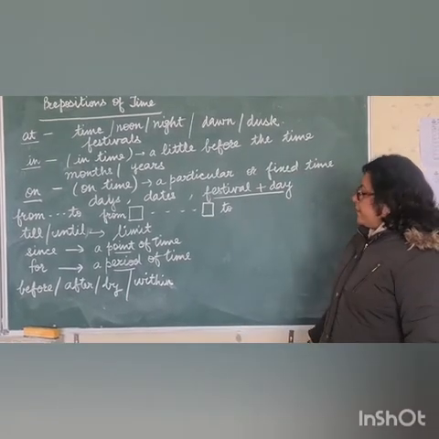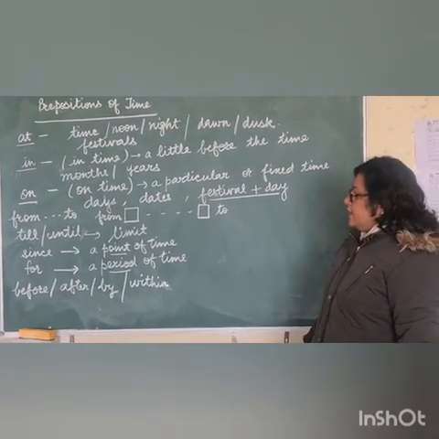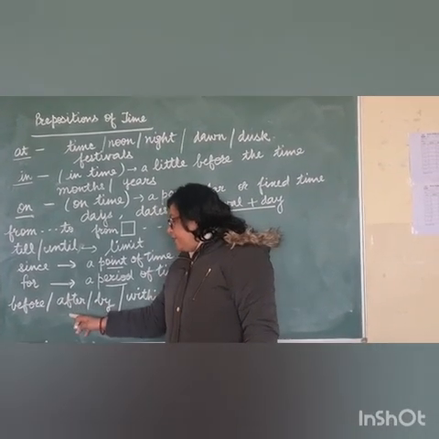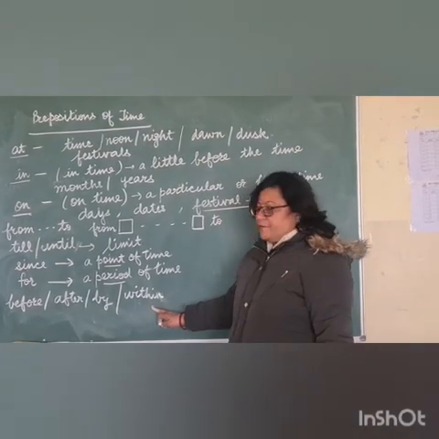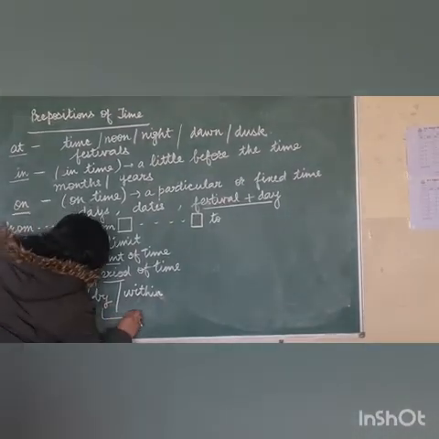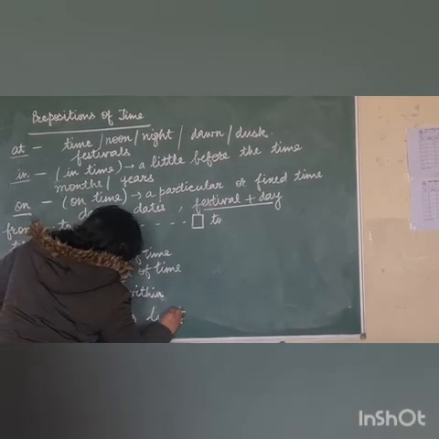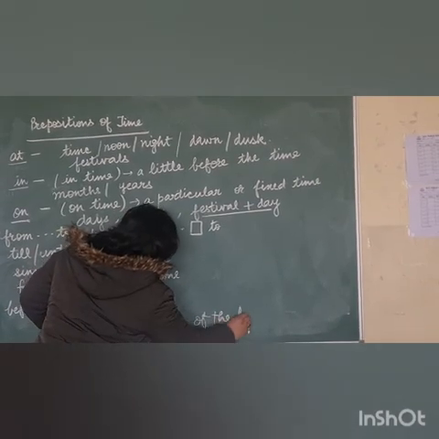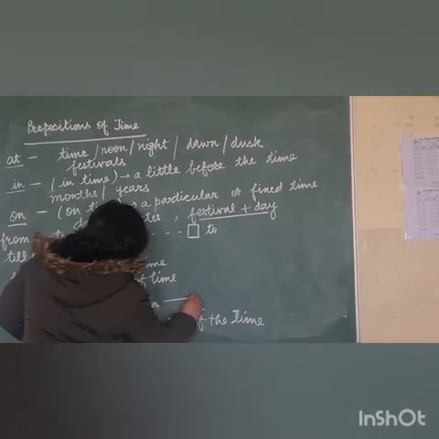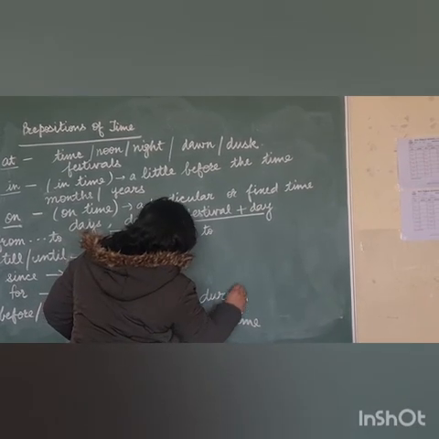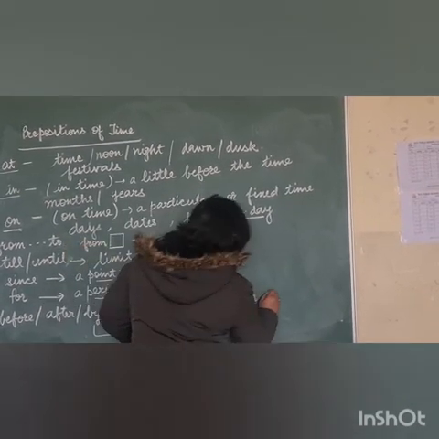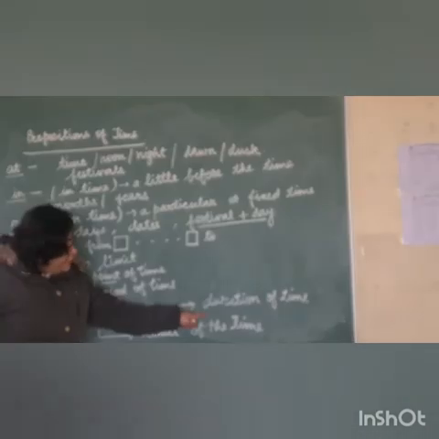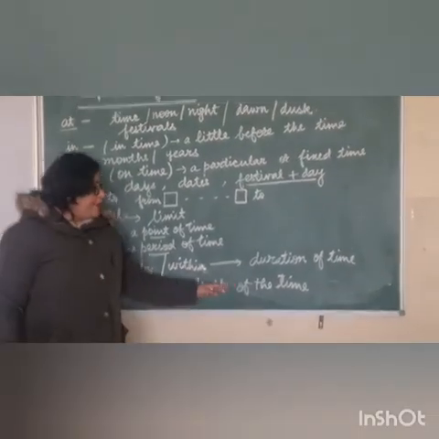इनके अलावा some prepositions are also there which are used for the time before. आपको पता है इसका मीनिंग पहले, before का मीनिंग पहले होता है, after बाद में, by and within. By shows the limit of the time. By also shows the limit of the time. And within shows the duration of the time. Within shows the duration of the time and by shows the limit of the time.